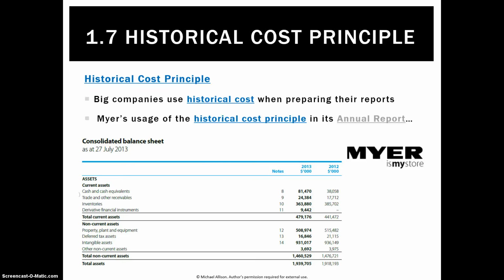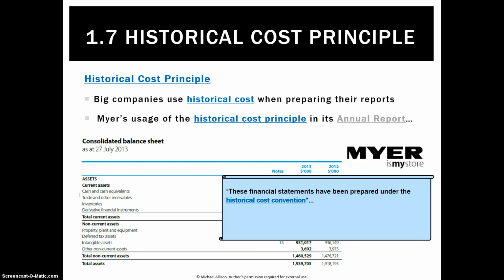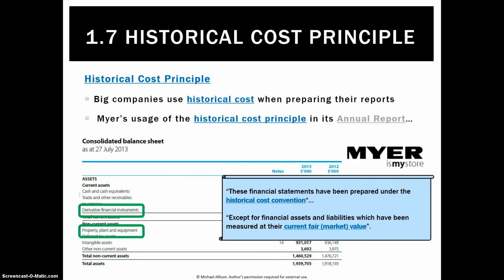This is from Myer's financial statements. We've got their balance sheet there, and the accompanying note says that these financial statements have been prepared under the historical cost convention. What that means is that all those numbers there have been listed at their historical cost, with the following note. It says the financial assets and liabilities have been measured at their current market value. But otherwise, your cash, your inventory, your trade and other receivables, they have been listed at their historical cost. So historical cost is used today, and it does have its merits, and a lot of transactions are recorded at that original price.